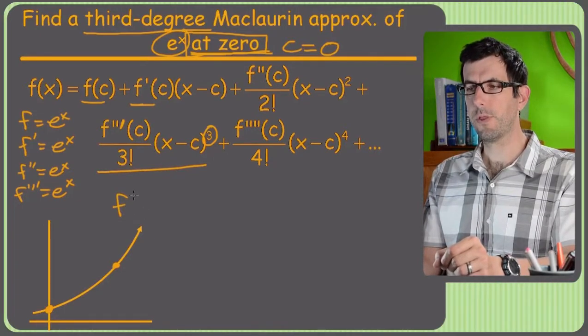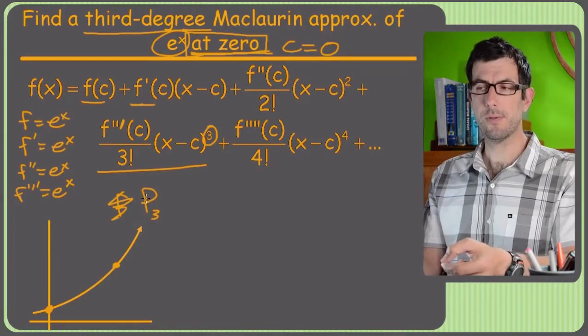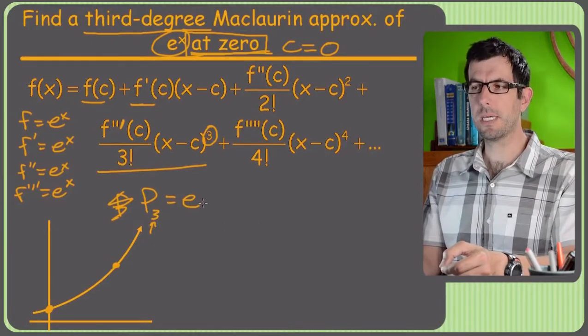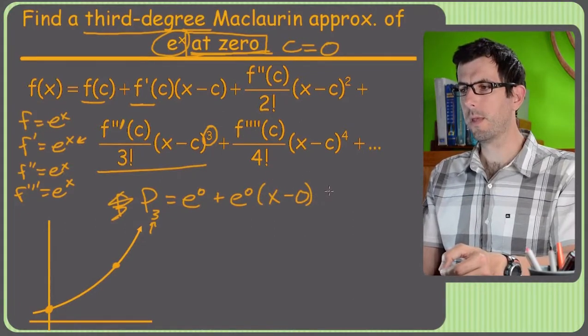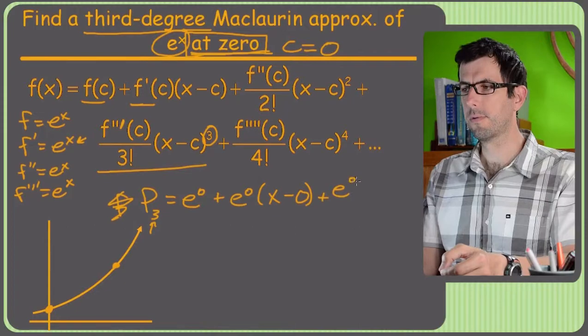So the third degree polynomial, also known as P3, meaning the polynomial of third degree, is going to be f of c. Remember c equals 0 in this one, so this is going to be e to the 0, plus f prime of c, so f prime, we've got to plug in 0, times x minus c, which is 0, plus f double prime of c, so again e to the 0, over 2 factorial, times x minus c, which is 0.